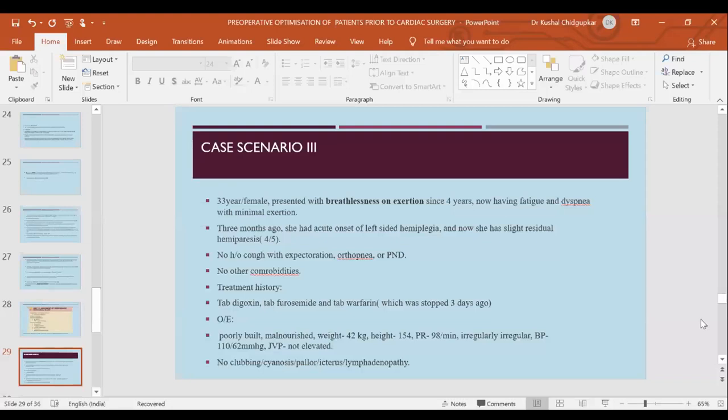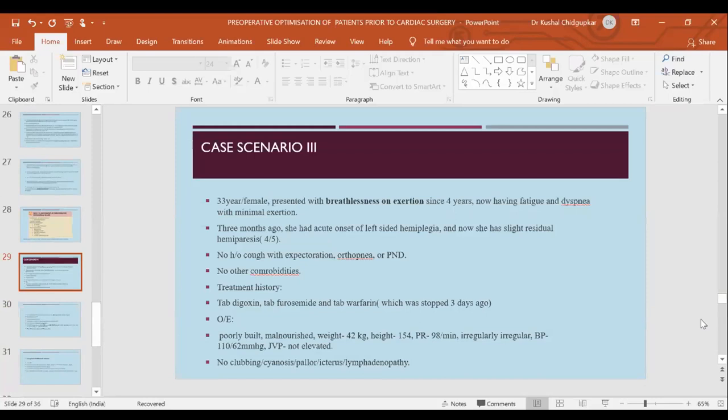3 months ago, she also had an acute onset of left-sided hemiplegia. Now she has slight residual hemiparesis. The power is 4/5. No history of cough expectoration, orthopnea, no other comorbidities. She's on digoxin, tablet furosemide, and tablet warfarin, which was stopped 3 days ago. She's a poorly built lady, malnourished, weight is 42 kg, irregular pulse, 98 per minute. BP is 110/62, JVP is not elevated. No clubbing, cyanosis, pallor.